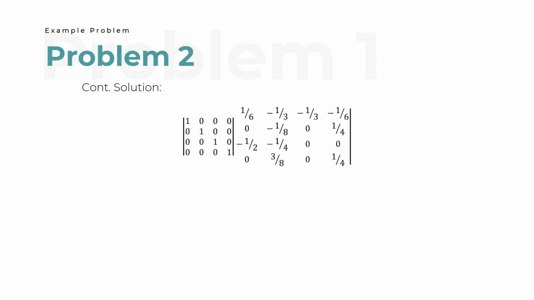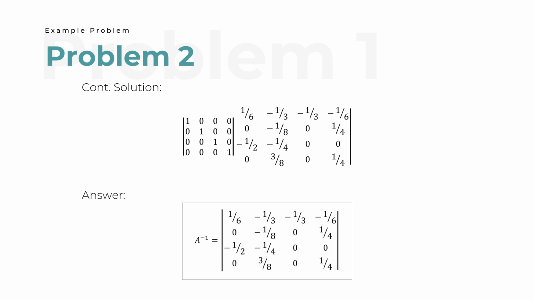We have now the identity matrix on the left side, which means on the right side is the inverse matrix. Therefore, at this point, the inverse matrix of A is equal to 1/6, negative 1/3, negative 1/3, negative 1/6, 0, negative 1/8, 0, 1/4, negative 1 half, negative 1/4, 0, 0, 0, 3/8, 0, 1/4.